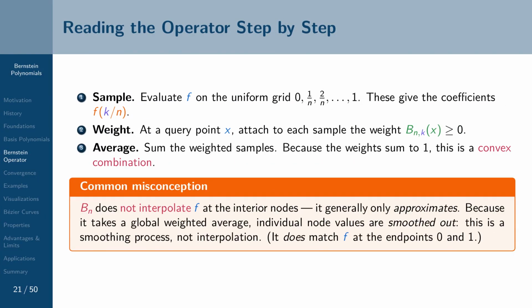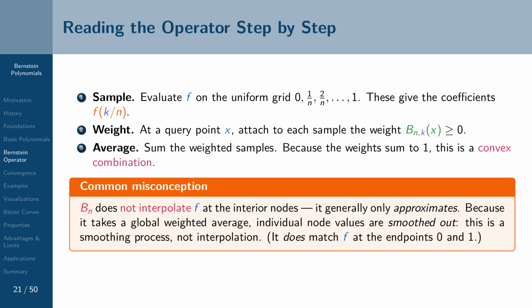3 steps. First, sample. Evaluate f on the uniform grid, giving the coefficients f of k over n. Second, weight. At a query point x, attach to each sample the non-negative weight b sub n comma k of x. Third, average. Sum them. Because the weights sum to 1, the result is a convex combination of the samples.